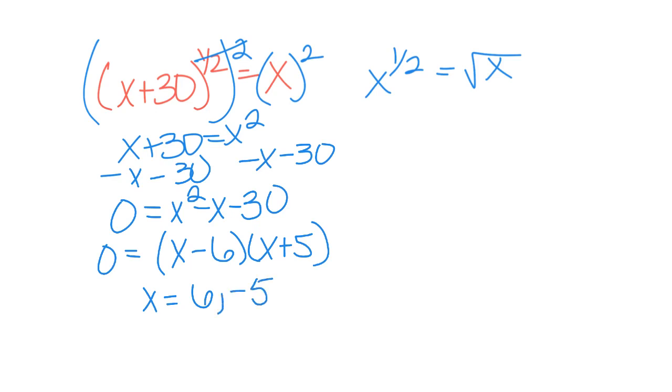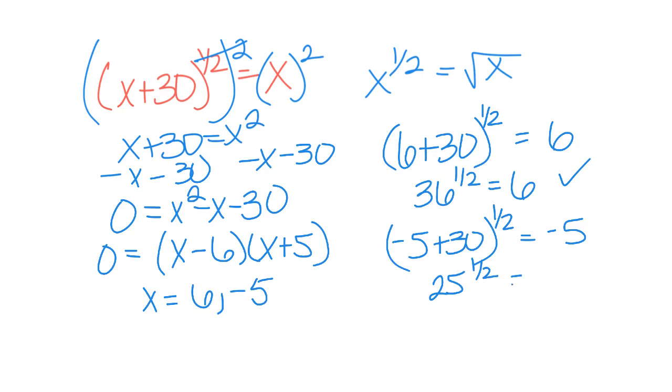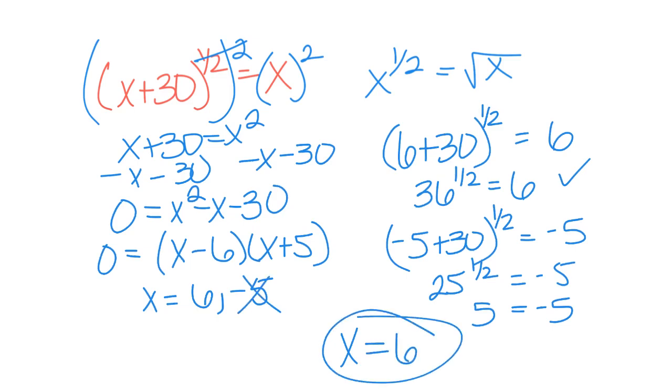So now we're going to have to check for extraneous again. 6 plus 30 to the 1/2 power equals 6. That's 36 to the 1/2 equals 6, which is correct. Then I have negative 5 plus 30 to the 1/2 power equals negative 5. That's 25 to the 1/2 equals negative 5. 25 to the 1/2 is a positive 5. So negative 5 doesn't work because it doesn't equal the negative. So x equals 6 is our only answer. Negative 5 is extraneous.